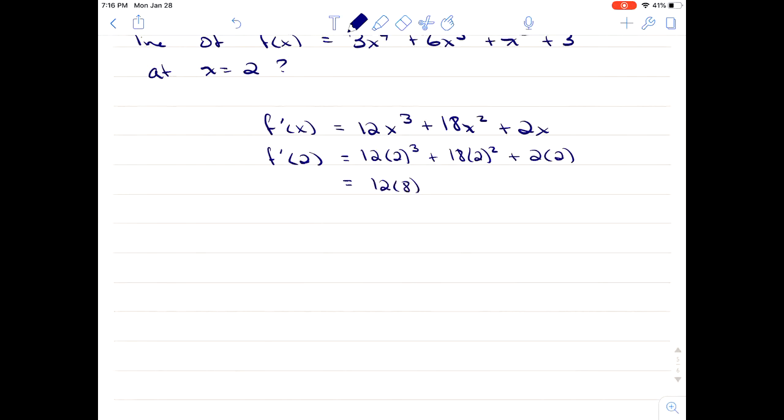That is 12 times 8. I'll show all my work just so you can kind of follow through. 18 times 4 plus 4. So we get 96 plus 72 plus 4, which is 172. So the slope of the tangent line at x equal to 2 is 172. And that just tells us how quickly things are moving on this line.